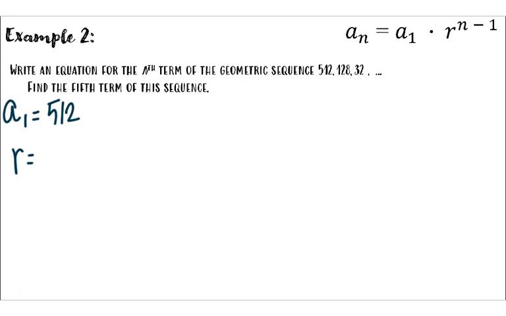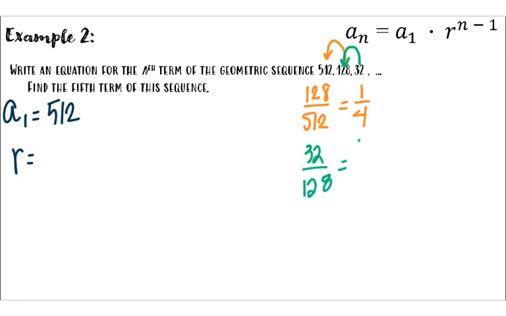If you ever are trying to figure out the common ratio and you can't think about it, take the second number and divide it by the first number. So 128 goes into 512 1/4 times. You can even do that with 32. You can take the third number and put it into the second number. So basically take a number and put it into the previous to figure out what the actual common ratio is. So for us, that is 1/4. So R is equal to 1/4.